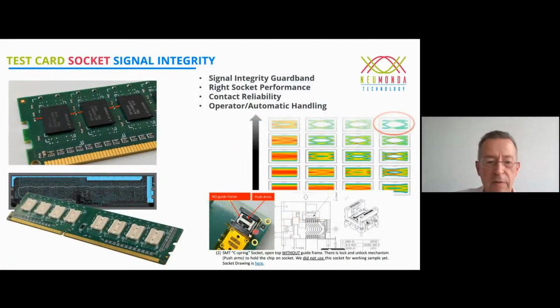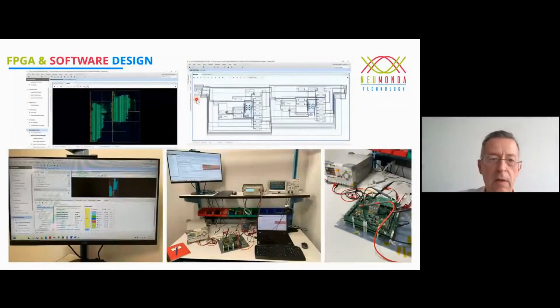Signal integrity. Whether the socket is the right one. High performance socket, a C-spring socket. How much degrading of signal integrity is good for testing? When do you cut into yield? This has to be studied.